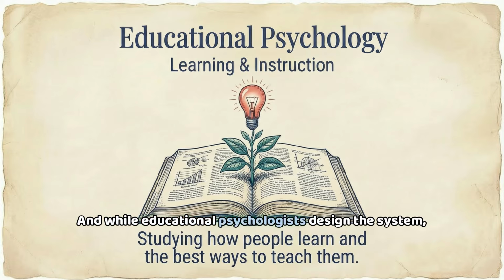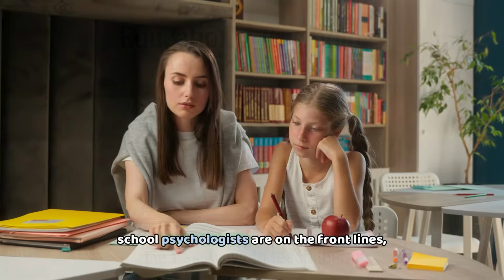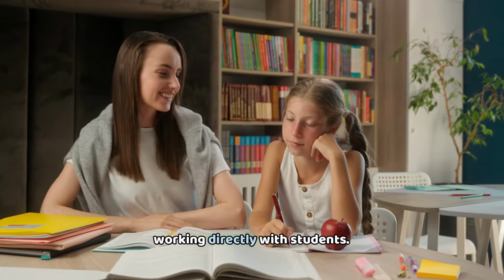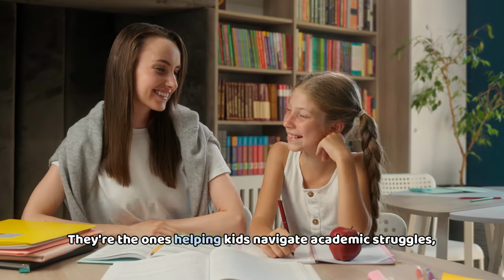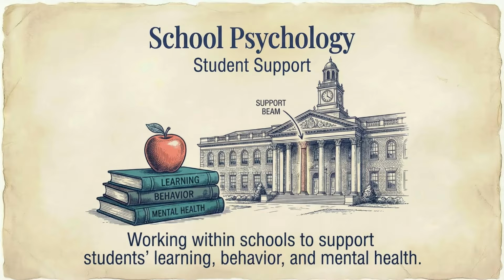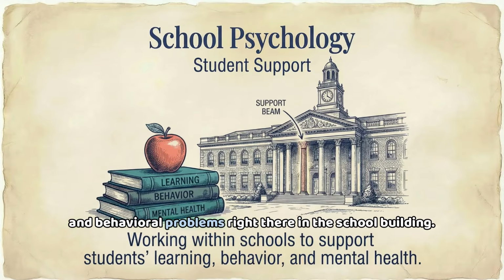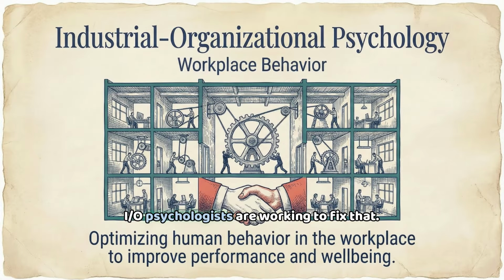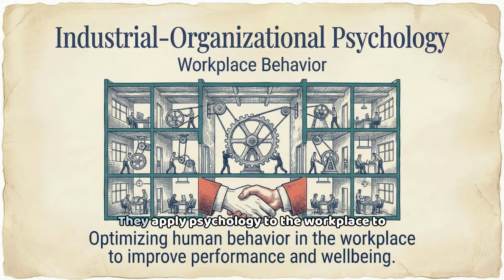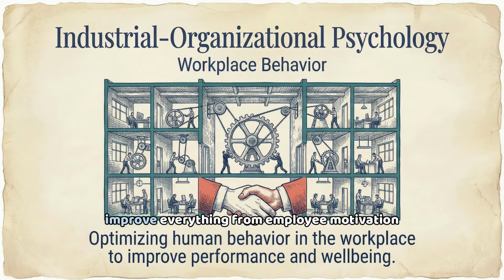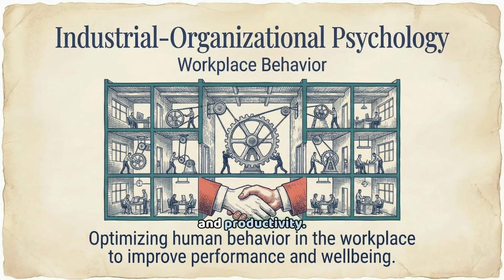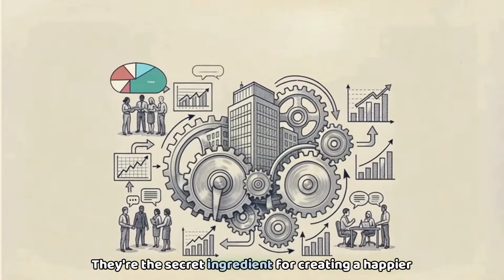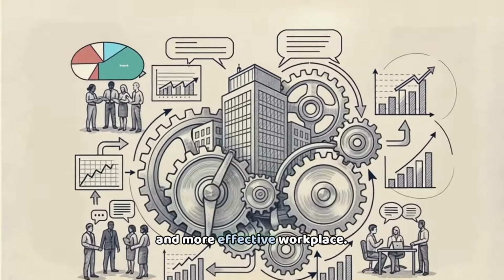And while educational psychologists design the system, school psychologists are on the front lines, working directly with students. They're the ones helping kids navigate academic struggles, emotional difficulties, and behavioral problems right there in the school building. Ever had a job that just drained the life out of you? I/O psychologists are working to fix that. They apply psychology to the workplace to improve everything from employee motivation and leadership to team dynamics and productivity. They're the secret ingredient for creating a happier and more effective workplace.